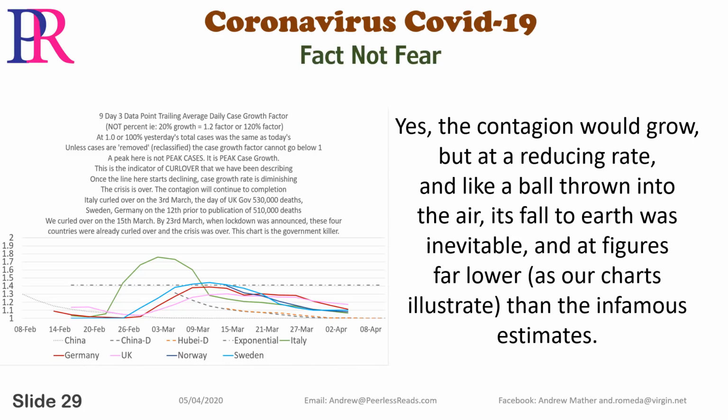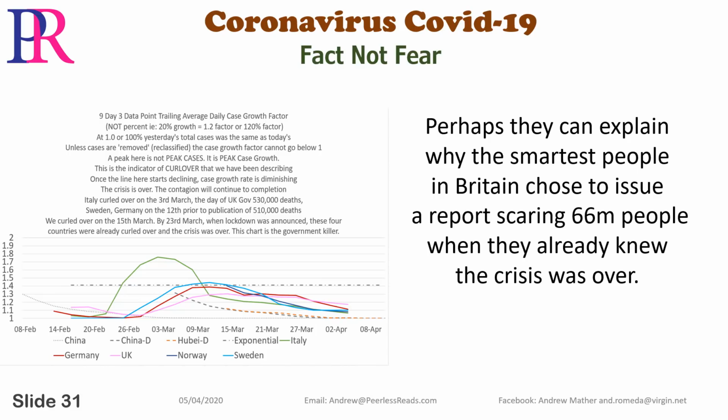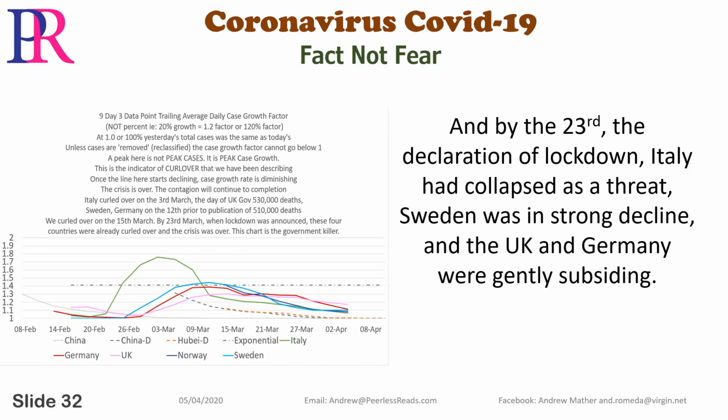Yes, the contagion would grow, but at a reducing rate, and like a ball thrown into the air, its fall to earth was inevitable, and at figures far lower, as our charts illustrate, than the infamous estimates. Perhaps you should contact Popular Mechanics, whose imaginative melting airplanes and folding wings raised the debunking conspiracy theories absurdities to new heights. Perhaps they can explain why the smartest people in Britain chose to issue a report scaring 66 million people when they already knew the crisis was over.